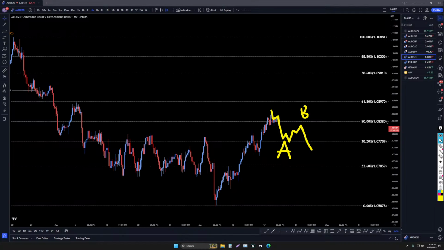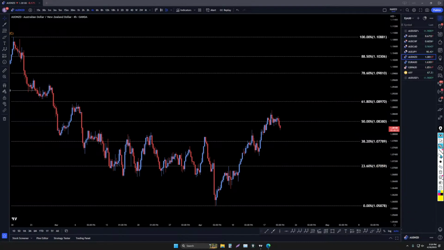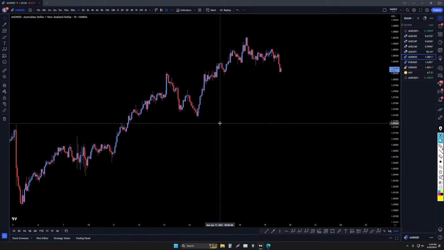We're probably going down for an ABC of this move up, like an ABC or B. And then we'll probably go back up for a C. This will probably be an A, B, C, or B, and it'll probably go back up for a C. Maybe back up to the 61, and then I bet it'll just end up continuing the downtrend based on the longer time frames. So definitely looking pretty sweet.